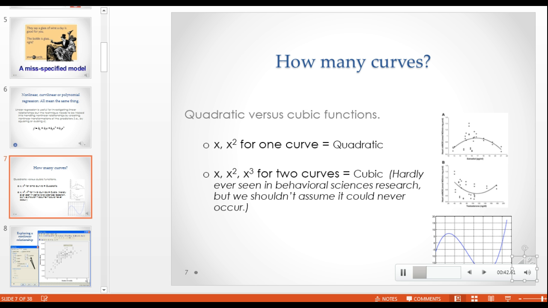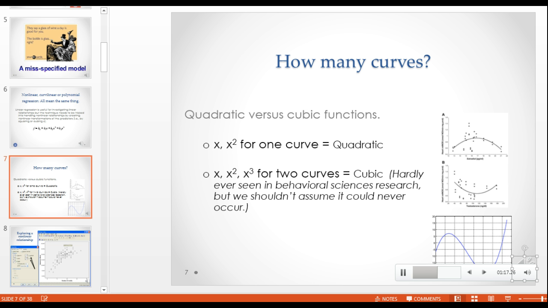And that's one curve. And then we have the two curve case, which is pretty rare in the behavioral sciences research, but it could happen. So it's this curve, or function, where we have one curve and then we have another curve, as can be seen in the very bottom right. So that would be the cubic polynomial term, and if that's significant in our regression equation, that will determine if we have a cubic function.